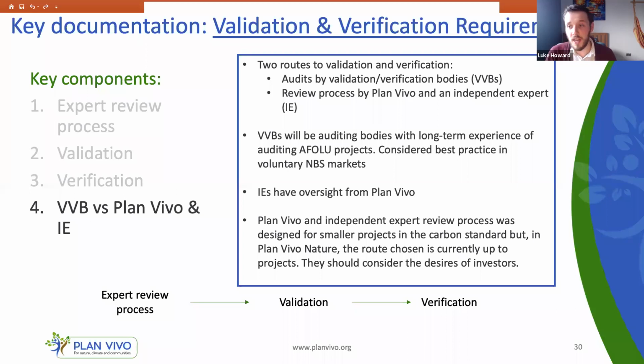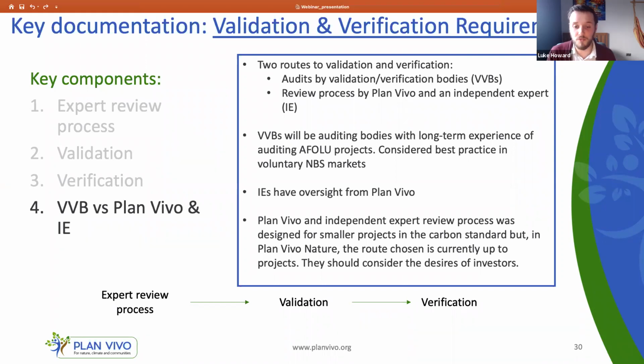So we're allowing this track to be open, depending on what the project prefers. And we suggest that projects have conversations with their investors, and any potential future buyers of the certificates, as to which route they would prefer.